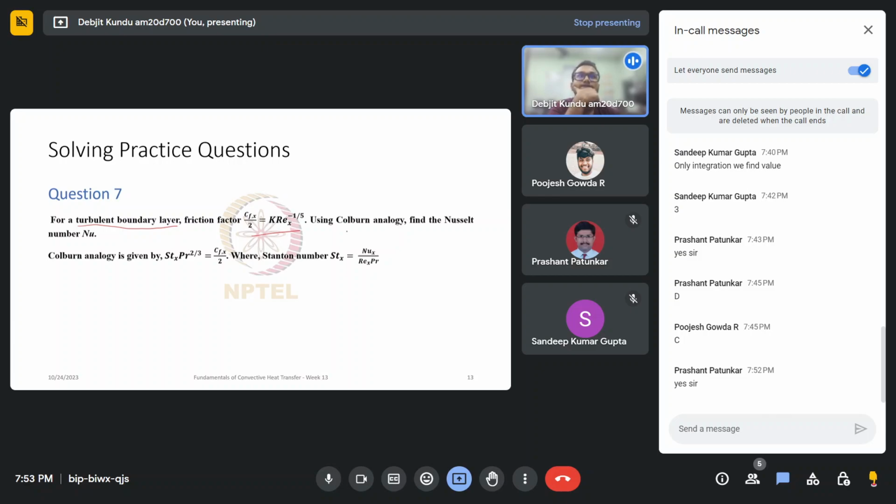And this is asking us that using Colburn analogy, find the Nusselt number Nu. And the Colburn analogy is also given, which is Stanton number multiplied by Prandtl number to the power 2/3 is equal to this friction factor Cfx by 2. And the formula of Stanton number is also given, which is the ratio of Nusselt number upon Reynolds number and Prandtl number.